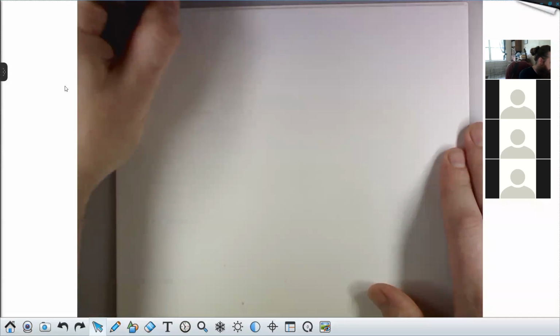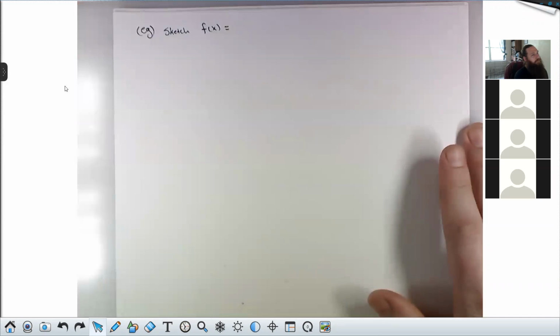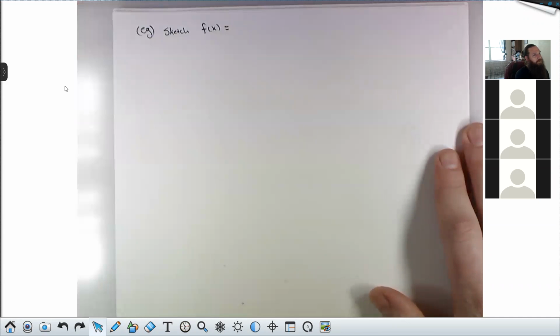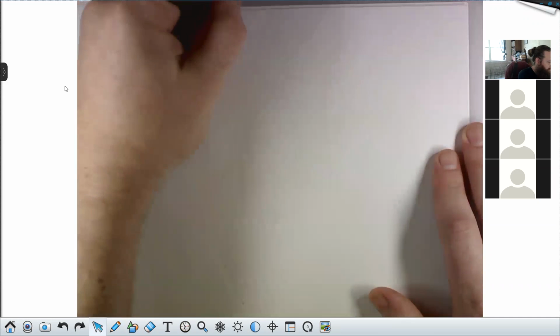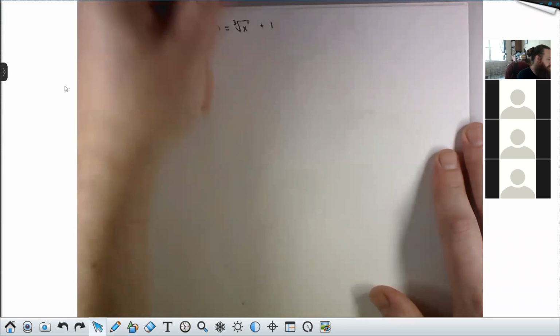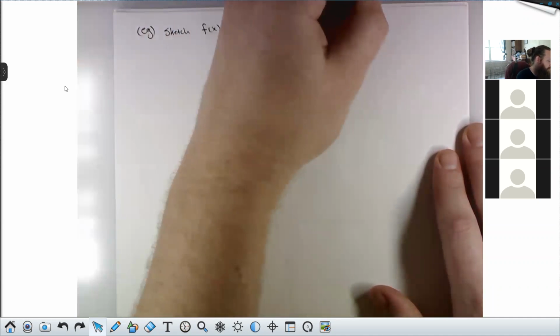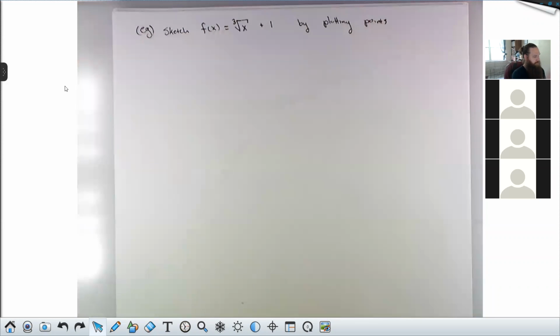Let's sketch f of x equals the cube root of x plus 1 by plotting points. So we're going to move on to another transformation. We'll start by plotting some points, recognize the rule, and then try an example without plotting points. We're going to do this 3 more times, 1 for each rule.